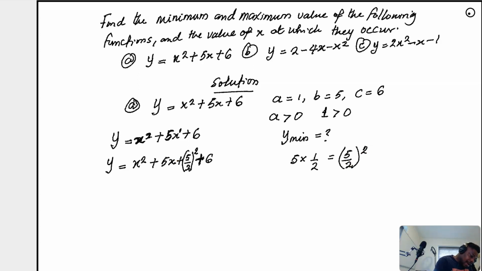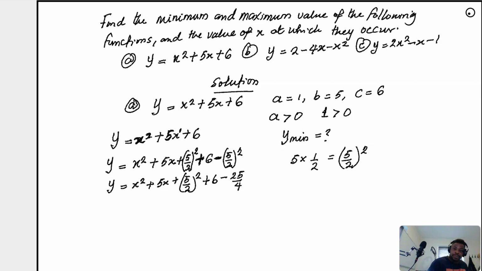Okay? Now, besides 6, I will put the opposite. That means subtraction. 5 over 2 all squared. Put subtraction on the opposite. So this is y is equal to x squared plus 5x plus 5 over 2 all squared plus 6 minus 25 over 4.